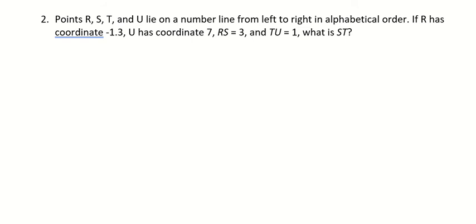Question 2 is a little different. This time, they tell us there are 4 points on a number line in alphabetical order. So we'll draw our number line. And we have R, S, T, and U. And these are not in any kind of scale order. They're in just alphabetical order, but the scale between them is not accurate. They tell us that the coordinate for point R is negative 1.3, and U has a coordinate of 7.